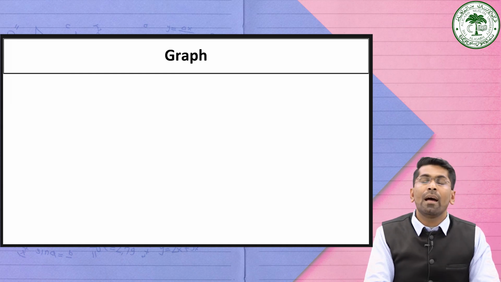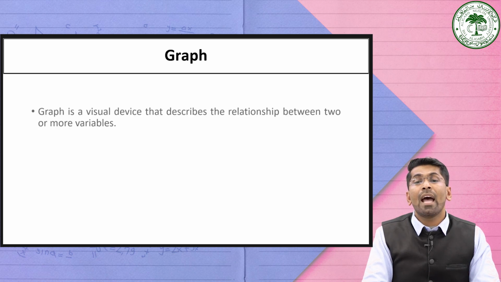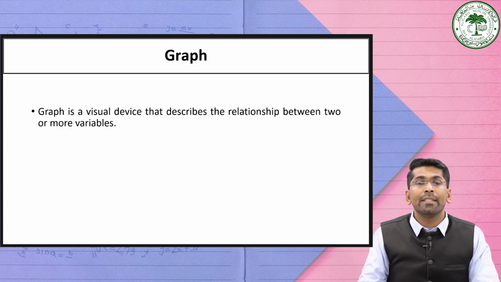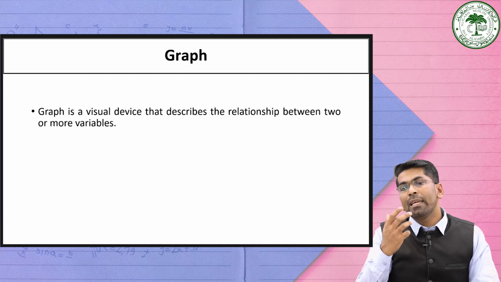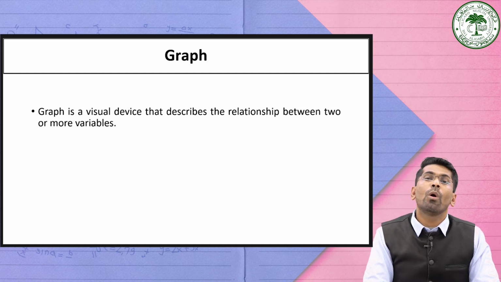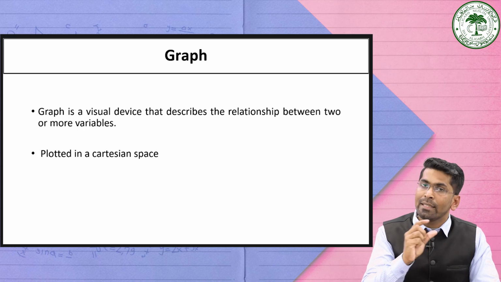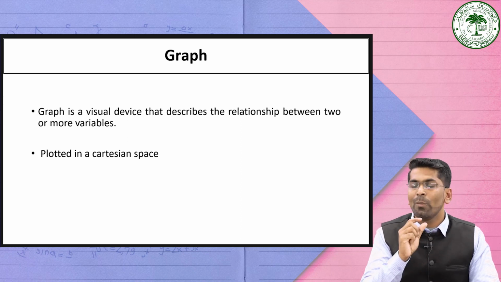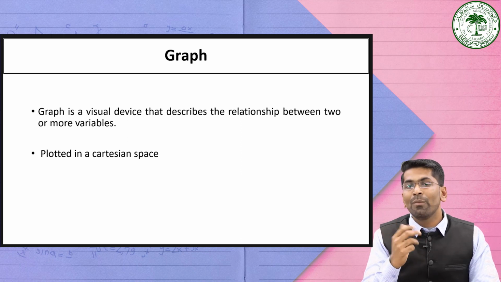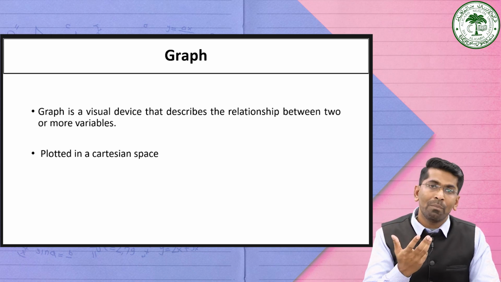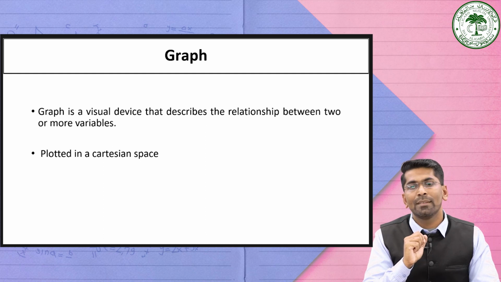In algebra and calculus, the graph is a visual device that describes the relationship between two or more variables. Put in other words, it is simply plotting the function into a Cartesian space. So this is a new term, a Cartesian space. Of course the question will arise, what actually is meant by a Cartesian space?